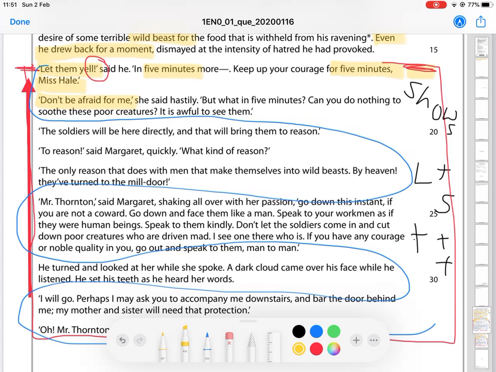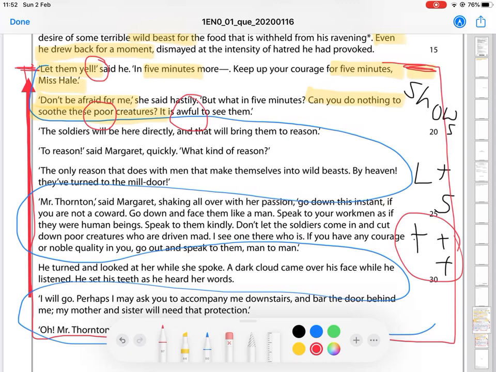How do I know? She asks the interrogative question, "Can you do nothing to soothe these poor creatures?" The fact that she uses this adjective here shows to me her thoughts and feelings. Don't forget that down here. That she cares. Many people read creatures as a negative thing. It's not. She cares for them. She even says it's awful to see them. Again, the word awful indicates to me that she cares. Then he says, "The soldiers will be here directly, and that will bring them to reason."